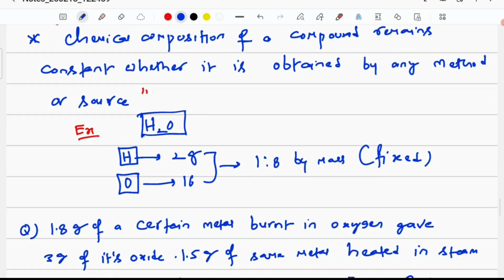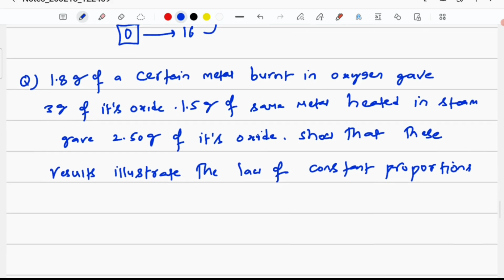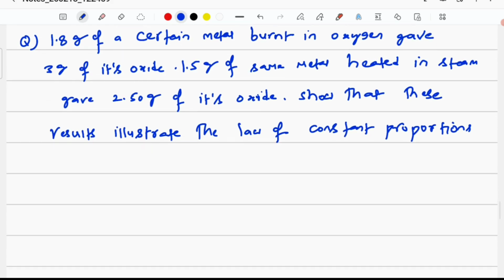Let us see one question related to it. 1.8 grams of a certain metal burnt in oxygen gave 3 grams of its oxide. 1.5 grams of the same metal heated in steam gave 2.50 grams of its oxide. Show that these results illustrate the law of constant proportions. So now, based on the given data, let us proceed to see how we need to observe it.